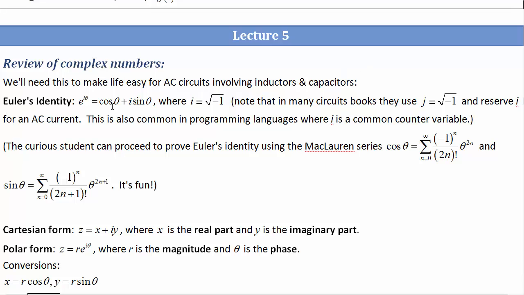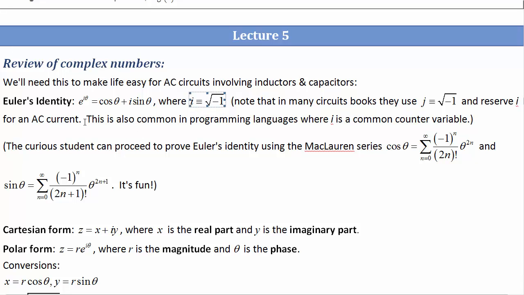Remember that Euler's identity is e to the i theta is equal to cos of theta plus i times sine of theta, where i is the square root of -1, the one for imaginary numbers. Many circuits textbooks use j as the root of -1 and keep i for an AC current. Our book does things a little bit different because it's a physics approach to electronics, so it keeps the notation that's used in most of physics, which is that i is the root of -1.